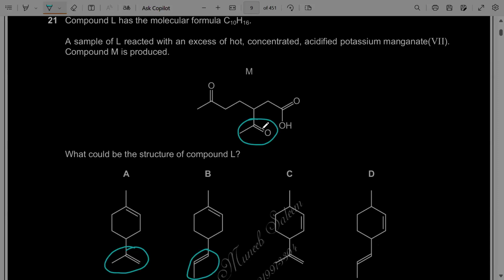So if I look closely here, I have a ketone part over here, and the reaction of hot concentrated KMnO4 with the given part is alkene.